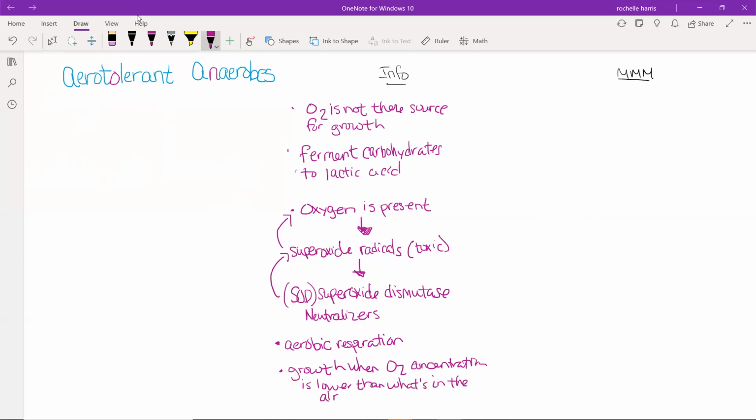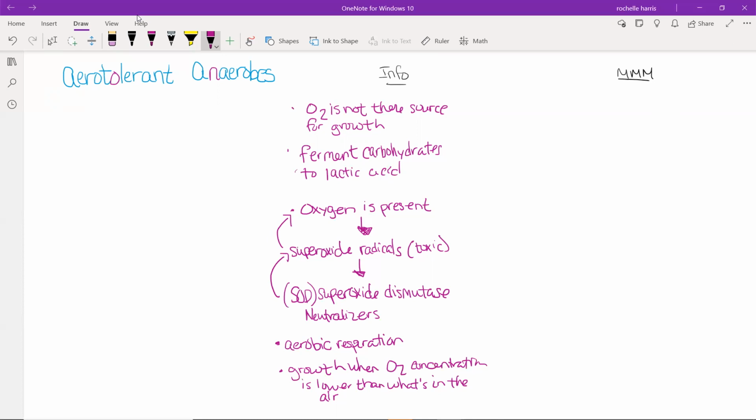And we know that the air does not totally consist of oxygen. There are carbon dioxide and nitrogen in the air, and also oxygen in the air. So when the oxygen is lower in their environment, lower than what's in the air, then they can grow.